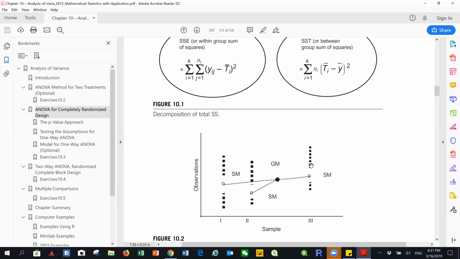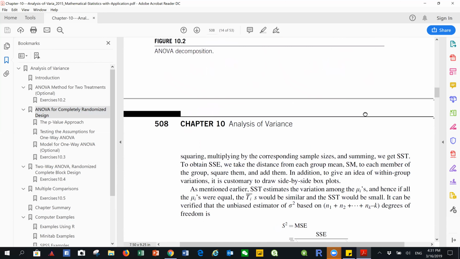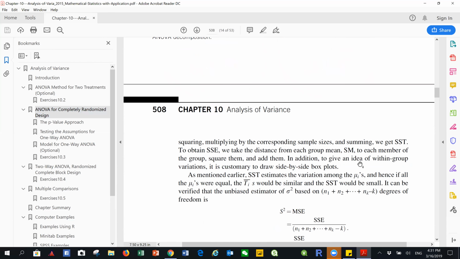Okay, then here's the strategy. The strategy is to compare the ratio of these two variations. You see the within group variations, and then the among the group variations.